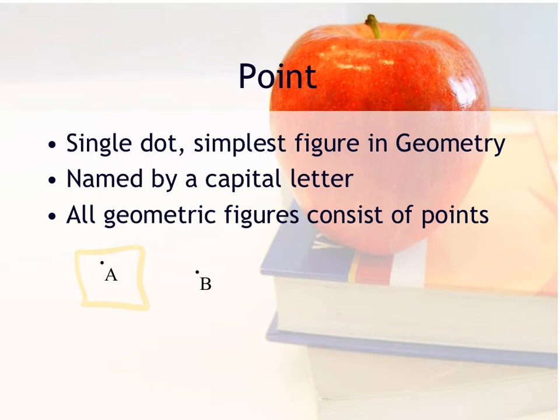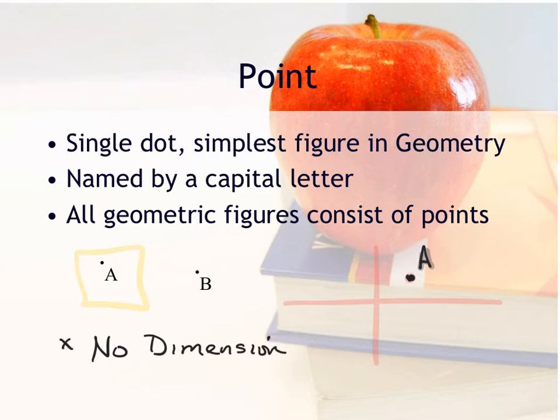So generally, if you saw this on a coordinate plane or something, like if it was graphed, there would be a single dot, and a lot of times they would put a capital letter next to it. Keep in mind, you also need to know that a single point has no dimension. So we're going to talk about single dimension, two-dimensional figures, but a point has no dimension.